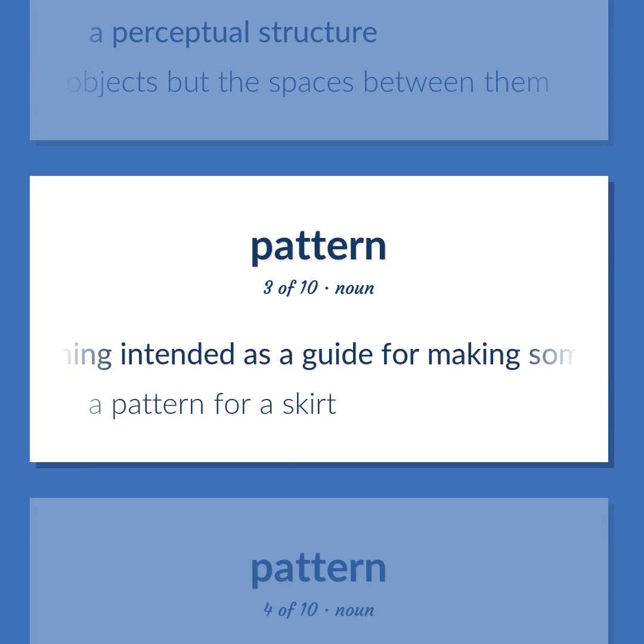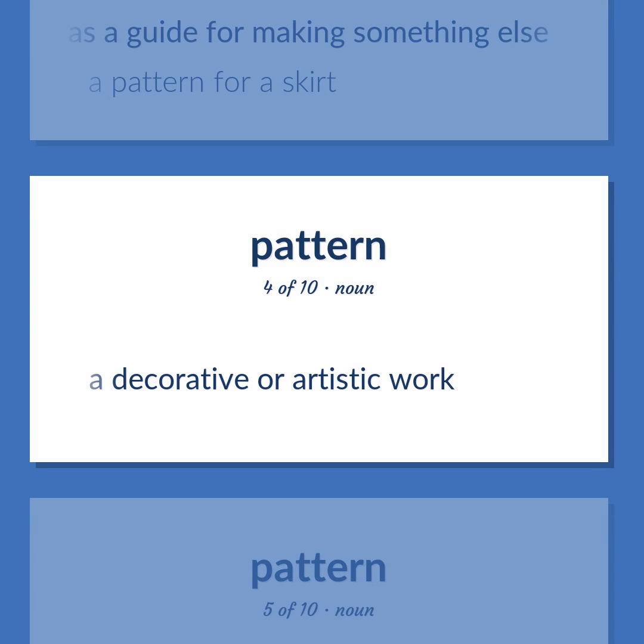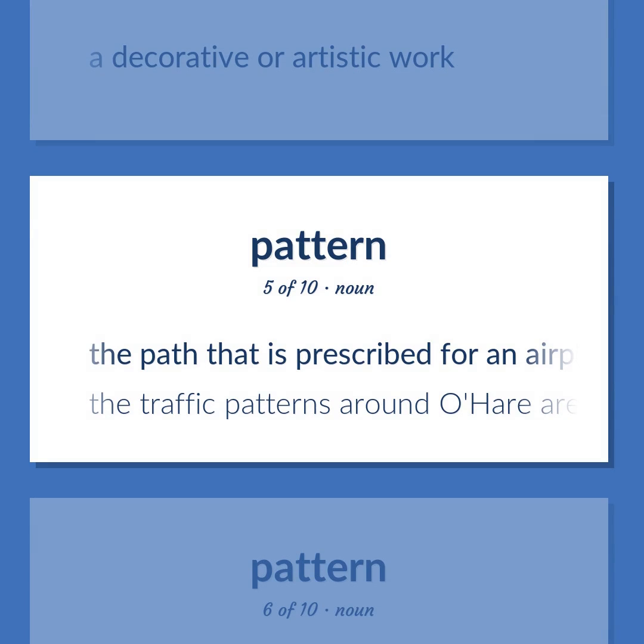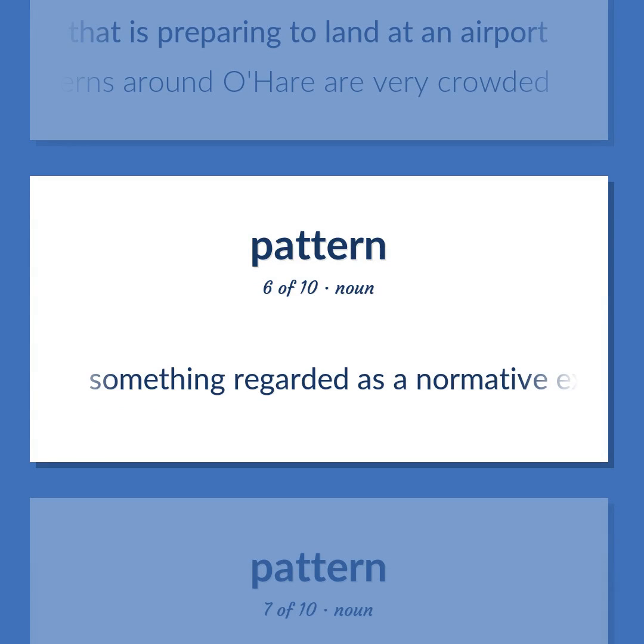Something intended as a guide for making something else. A pattern for a skirt. A decorative or artistic work. The path that is prescribed for an airplane that is preparing to land at an airport. The traffic patterns around O'Hare are very crowded. Something regarded as a normative example.